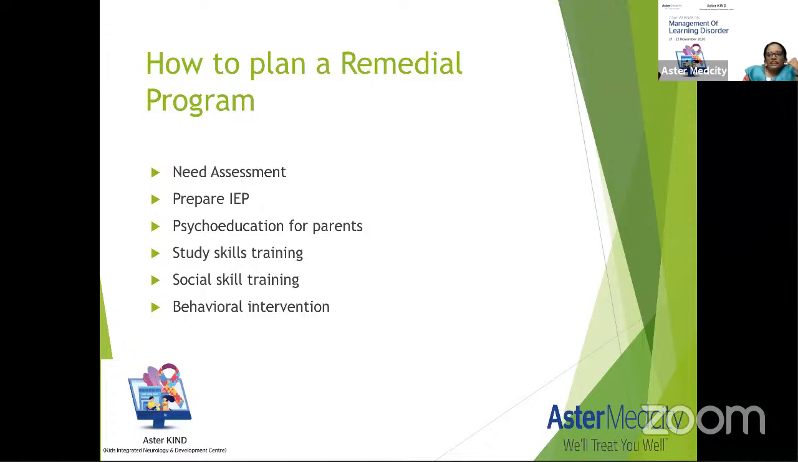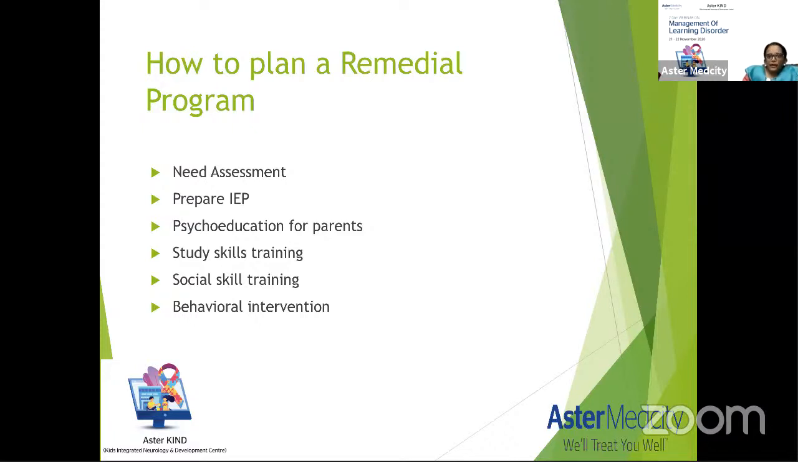First of all, we need an assessment. When a child comes with poor school performance, we rule out many things that we discussed yesterday: we rule out physical causes, intellectual causes, emotional causes, and all the other environmental issues. Then if the child is still not studying well, we do a proper assessment. We do an IQ assessment and an academic assessment, and based on that assessment, we prepare an IEP.